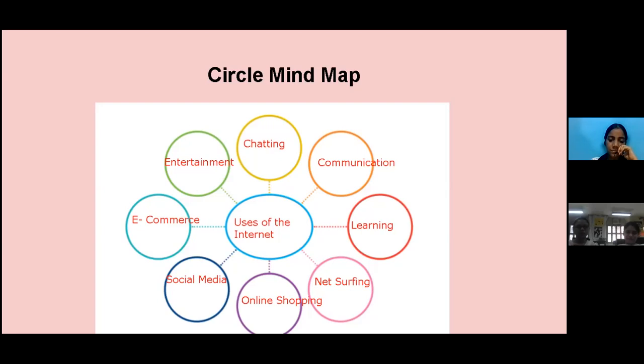Write the topic in between, uses of the internet. Ask one student, they will tell you differently, like listening to songs, watching movies. But then you can combine it and tell them, okay, that is entertainment. Everything comes, sports, music, movies. So you can combine that information into one part. That is entertainment. And further, if you want to branch out, you can show them further branching of this circle. From entertainment, you can branch out and show them watching movies, songs, like that.